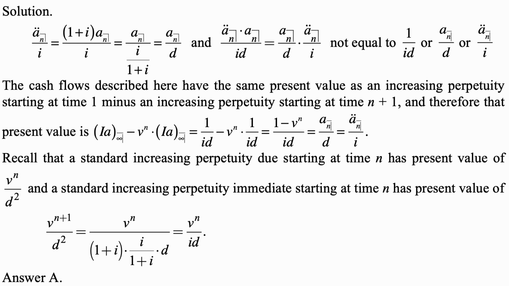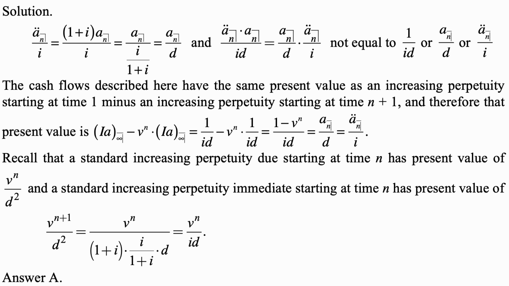The cash flows described here have the same present value as an increasing perpetuity starting at time 1 minus an increasing perpetuity starting at time n plus 1, and therefore that present value is, when I say starting, I mean the moment of the first payment. So the present value is (Ia) angle infinity minus v to the nth times (Ia) angle infinity. I have Ia for an annuity immediate because the first payment is at time 1 for the first one and at time n plus 1 for the second one.